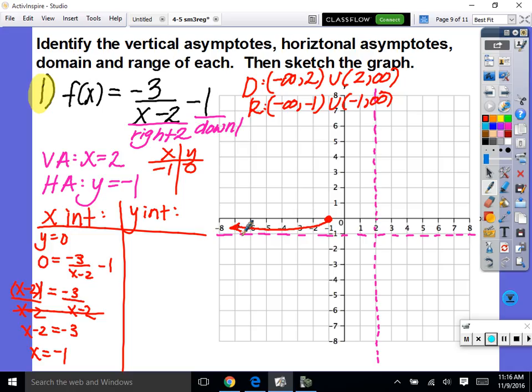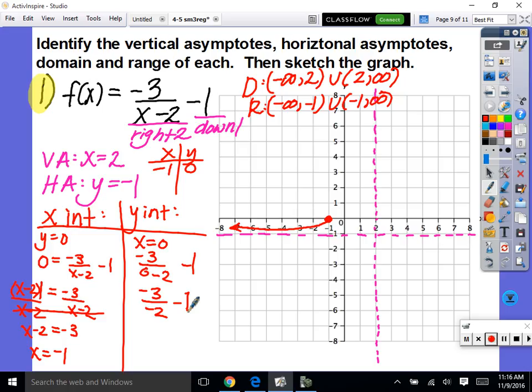So our y-intercept is when x equals 0. So we have negative 3 over 0 minus 2 minus 1. So we have negative 3 divided by negative 2 minus 1. Type that into your calculator. So 3/2 minus 1.